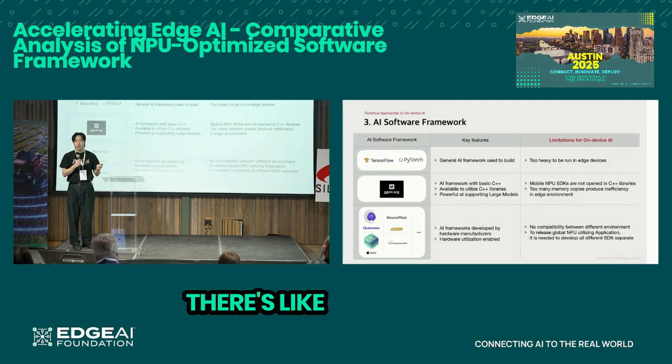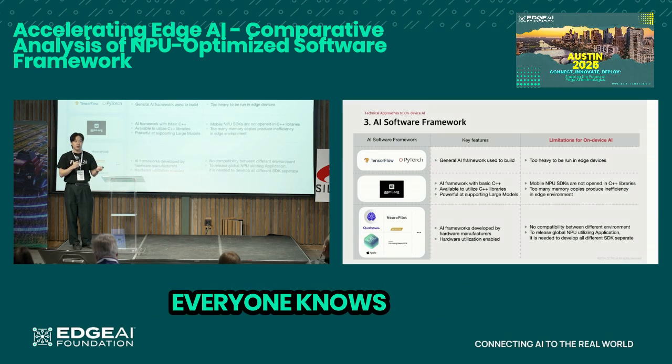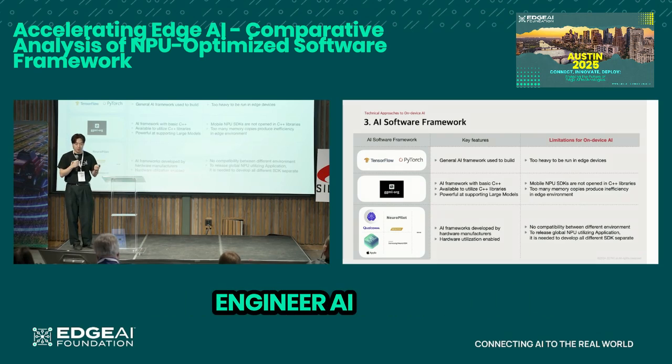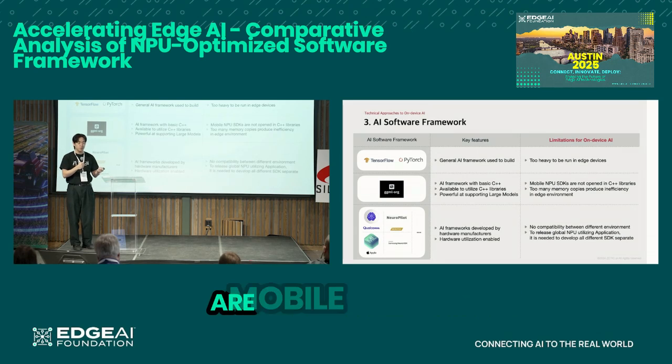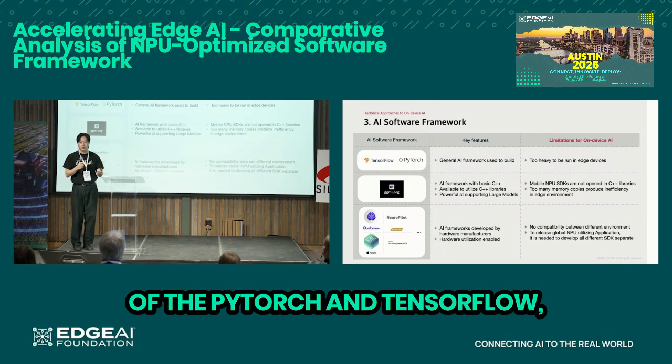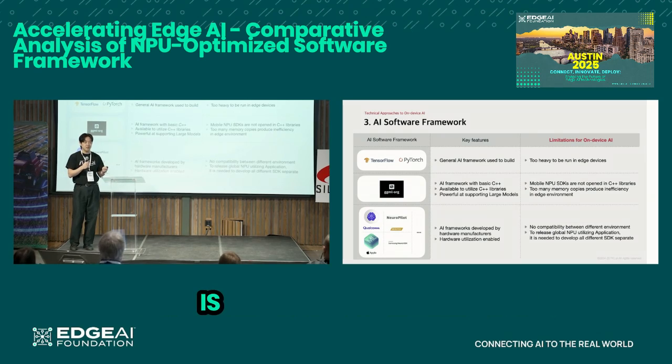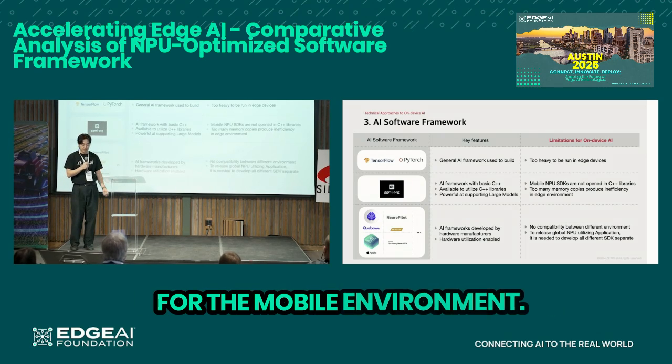So let's think about the software frameworks. There are TensorFlow and PyTorch, which everyone knows already. They are a kind of software standard for making AI models, but they run on the GPU cloud. There are mobile versions of PyTorch and TensorFlow, but they are too generic and not quite optimized for the mobile environment.